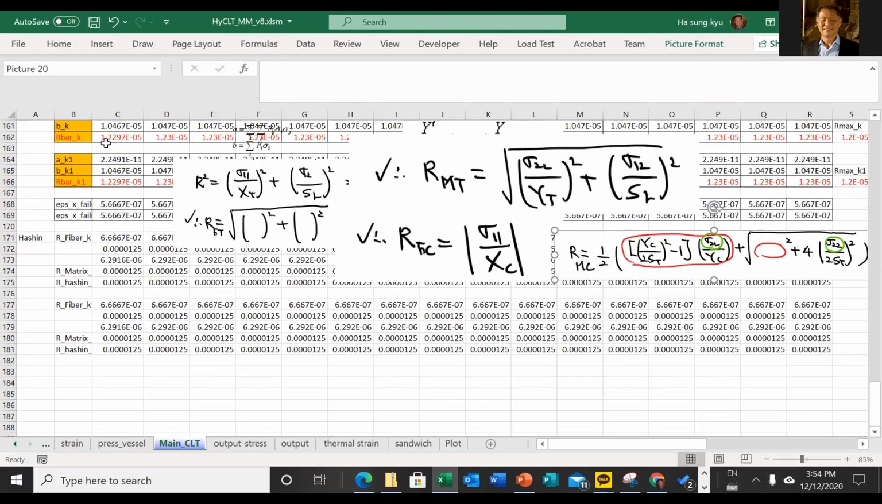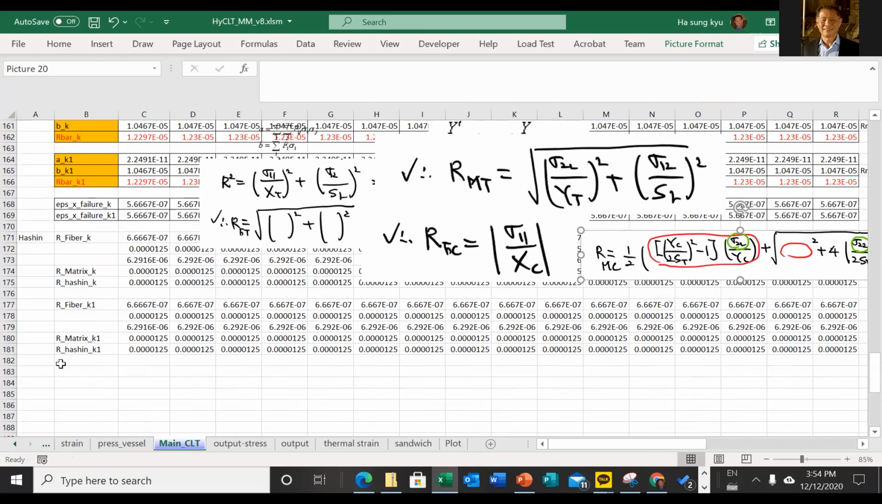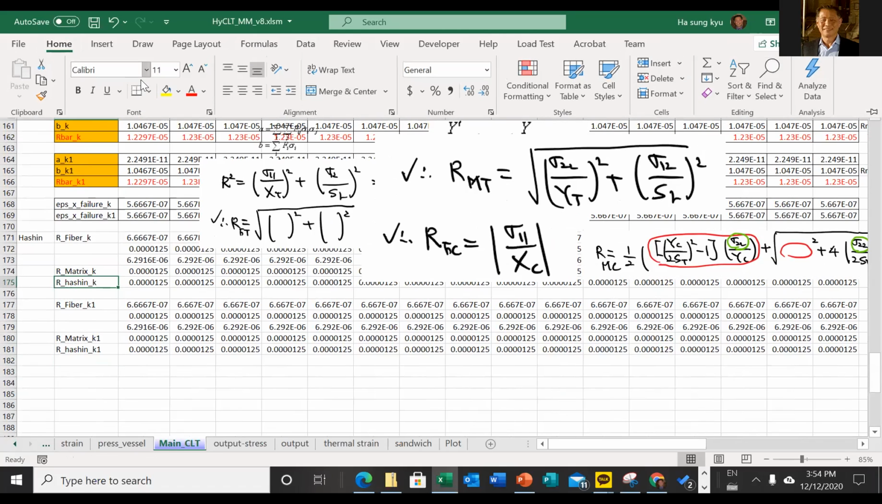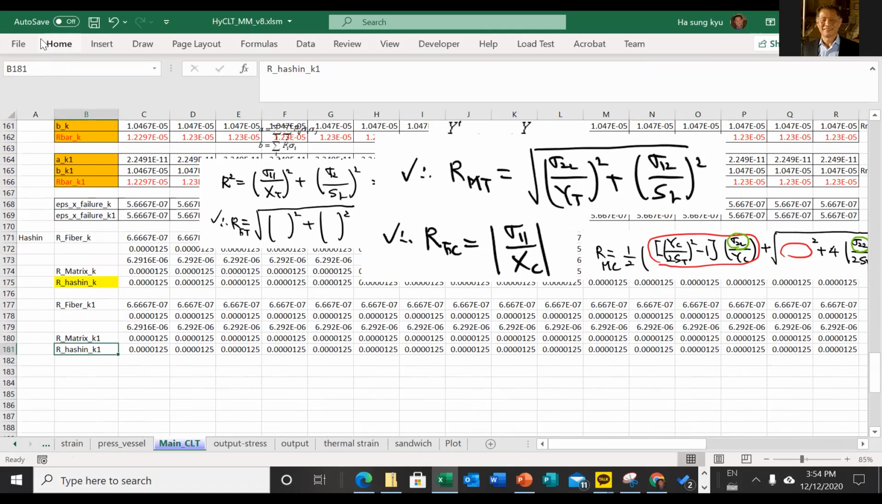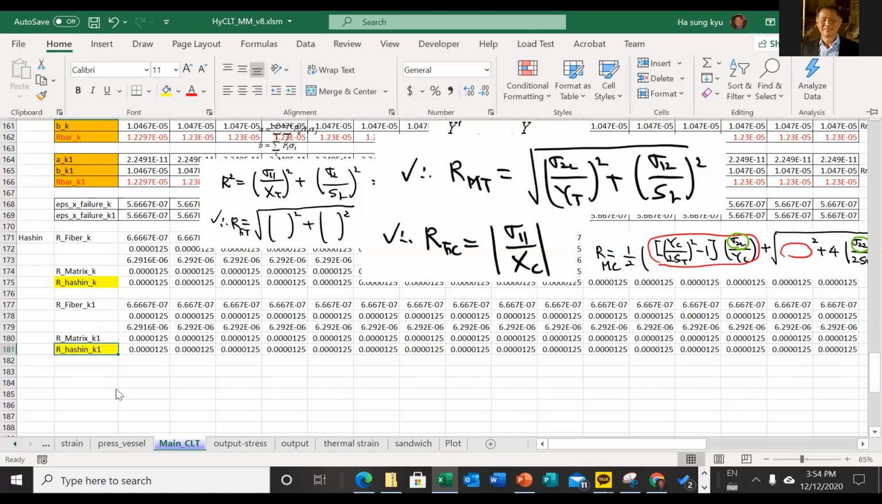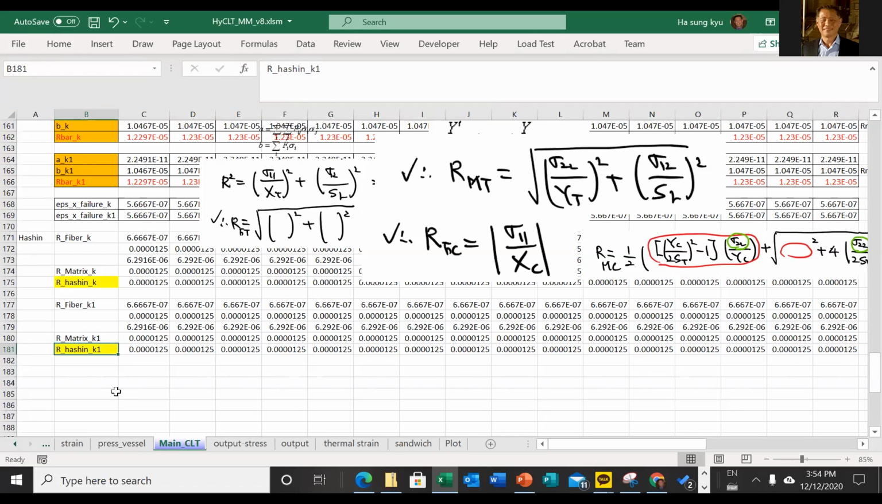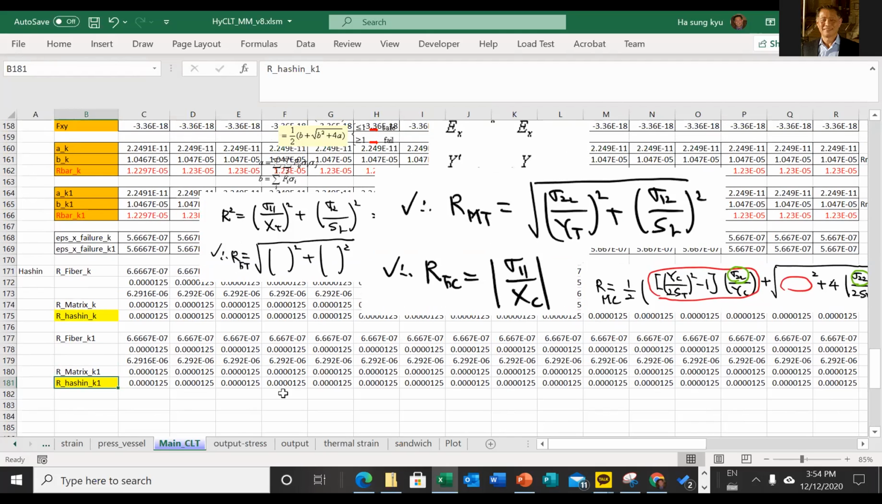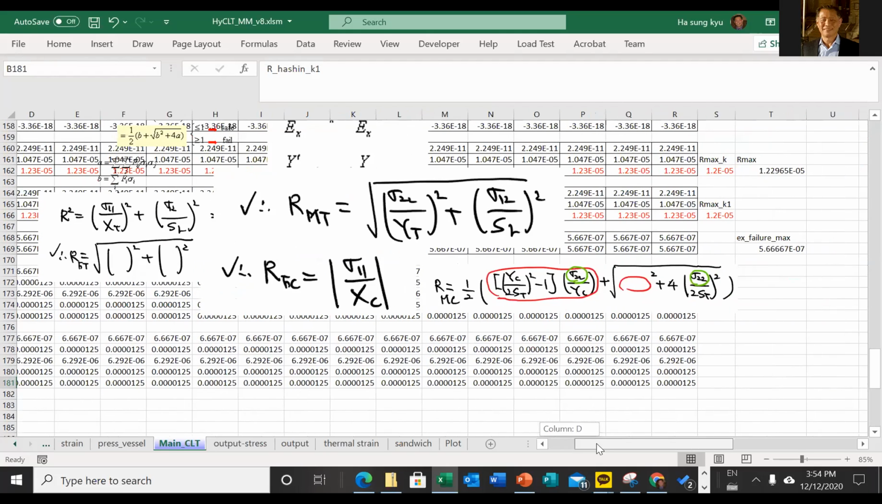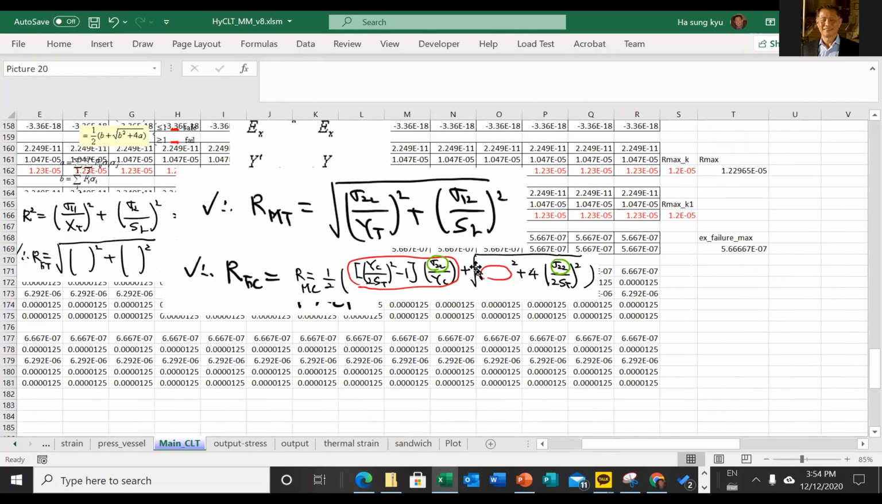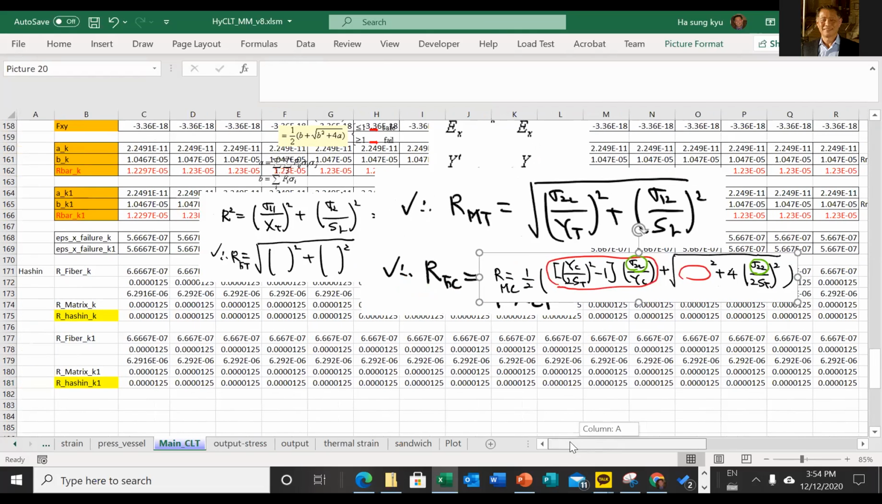Now finally, we can define this one, the Hashin at K and Hashin at K plus K1. Okay, well, that is I think enough. And then let's see. Let's try to plot them. And as you can see here, we have this Hashin value at each term.